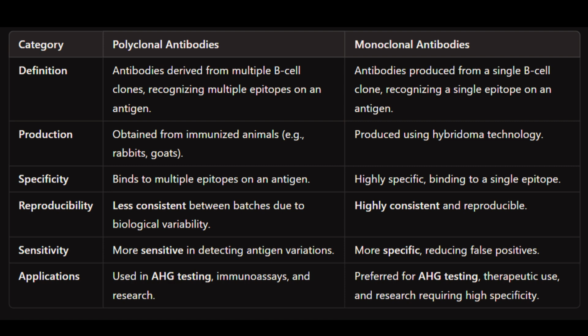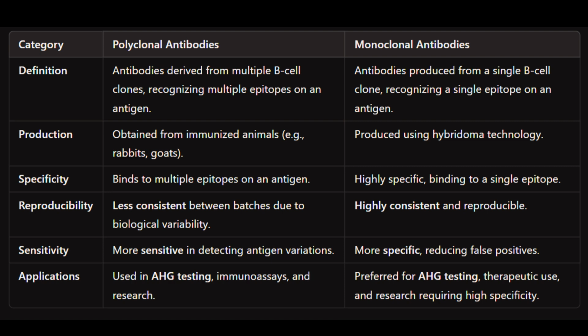No, no. So it's more specific and it reduces false positives. If you wanted something of high specificity that binds to a single epitope and is highly reproducible and consistent, choose monoclonal antibodies. But it still depends on the application, because polyclonal antibodies are used in AHG testing. They can be used, but the one preferred for AHG testing is the monoclonal antibody.